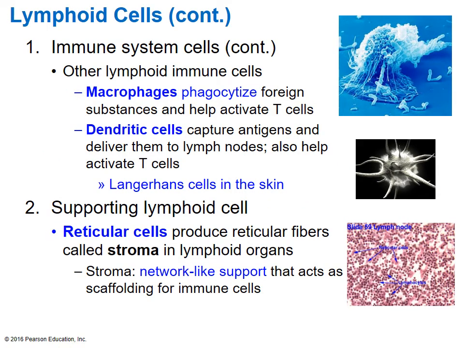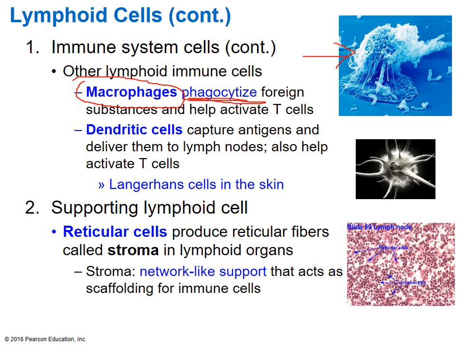Besides the T and the B cells, you also have other white blood cells that will play a role. One of them is going to be the macrophages. Macrophages are courtesy of the monocytes. Macrophages are known for the fact, and here's a little picture of one, that they can phagocytose or bulk eat any type of foreign entities.